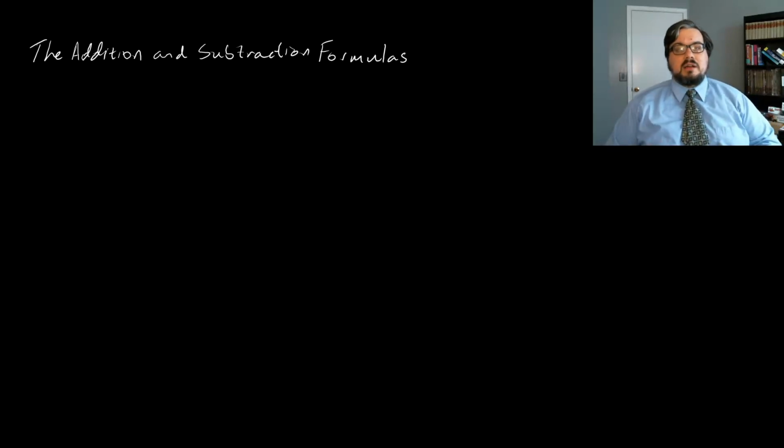We're now going to talk about some more identities. These ones, however, are going to deal with trigonometric functions where the input to those functions are not just a single variable, but rather an addition or subtraction of variables. These are generally known as the addition and subtraction formulas and will be useful to us as we study the more complex interactions between various trigonometric functions.